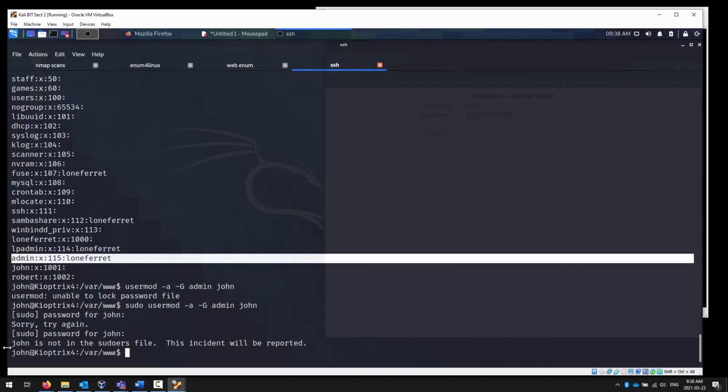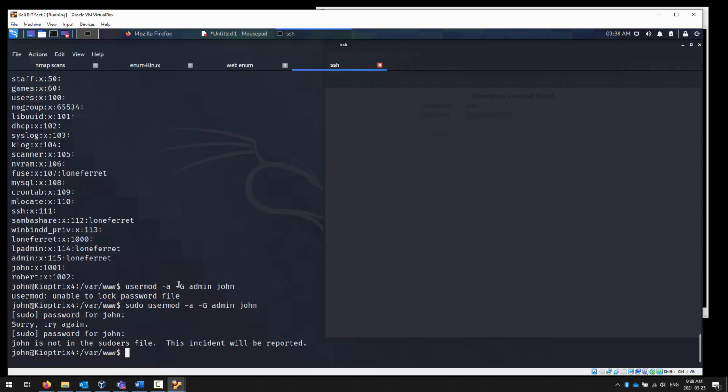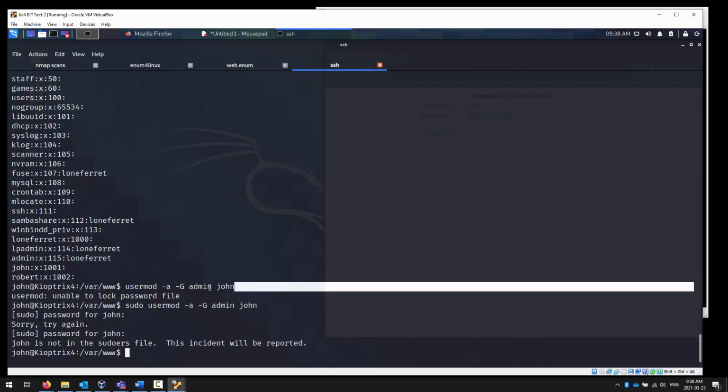John is not in the sudoers file, so that didn't work. Of course it didn't work, because I'm not in there, and that's what I'm trying to do. All right, so the usermod is saying add to the group admin and add John to that admin. So I'm trying to get John into the admin group.